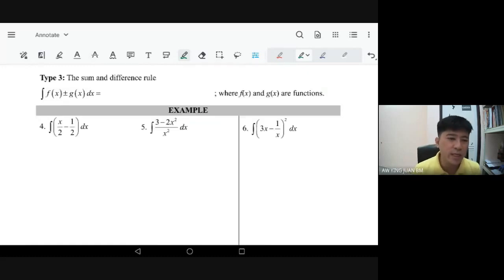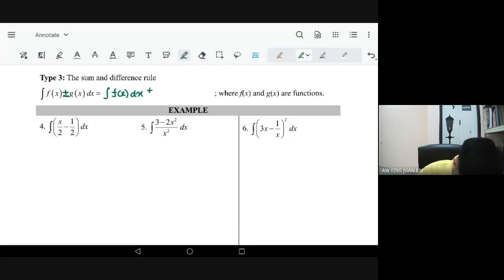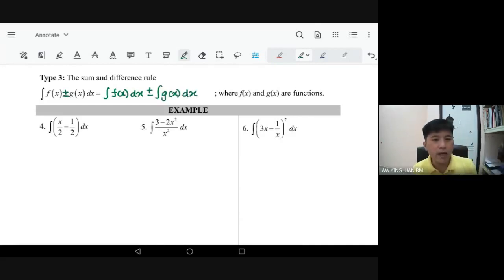So number 3 ini just nak introduce saja. Saya tak kategorikan dia sum and difference. Sum and difference di sini maksudnya tambah tolak. Okay, tambah tolak. So bila kita integrate untuk bahagian macam ni, kita integrate fx with respect to x plus minus integrate gx with respect to x. Itu saja. Perkara ini boleh berlaku.